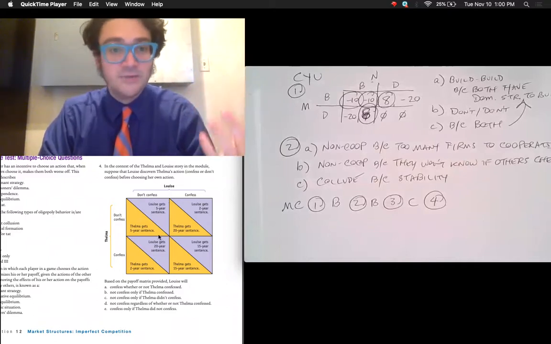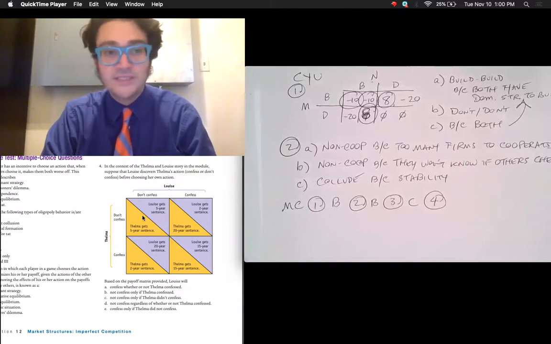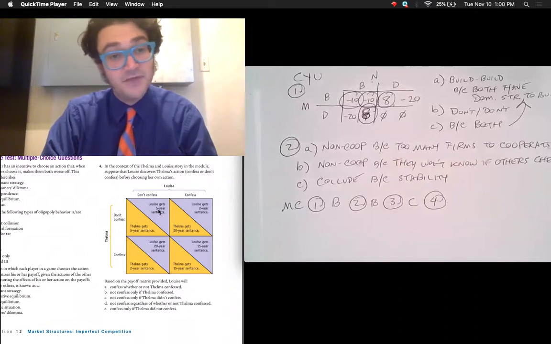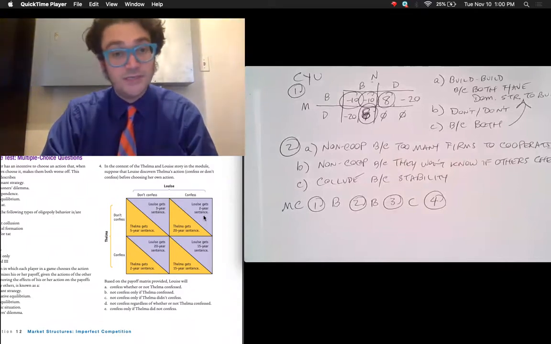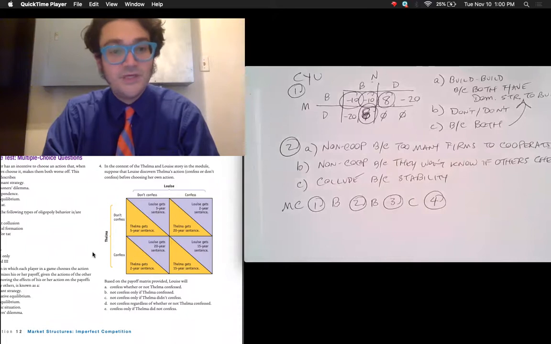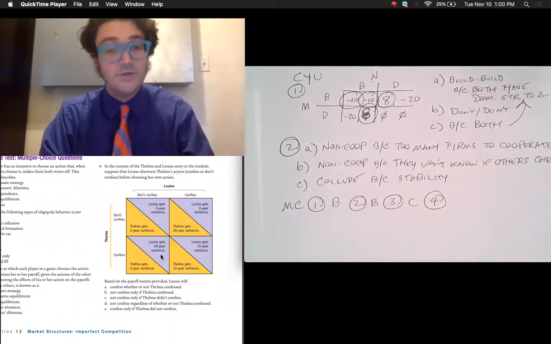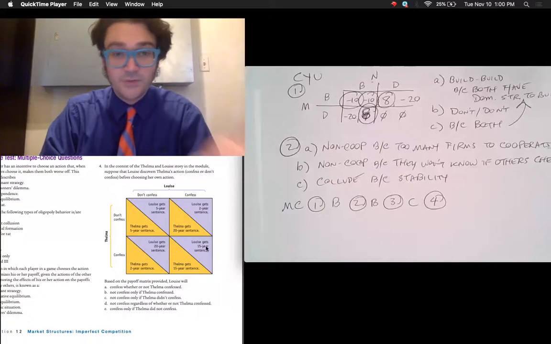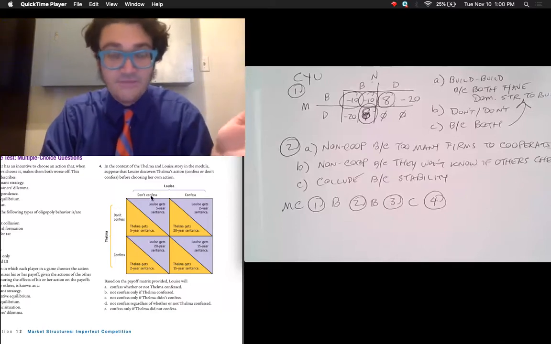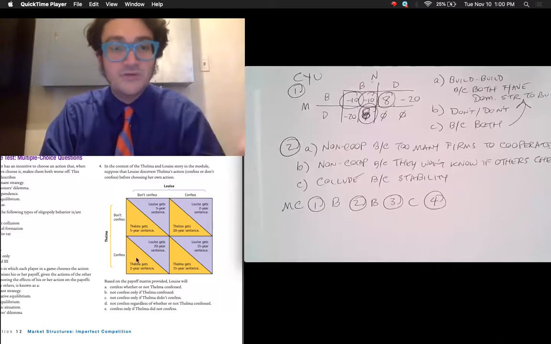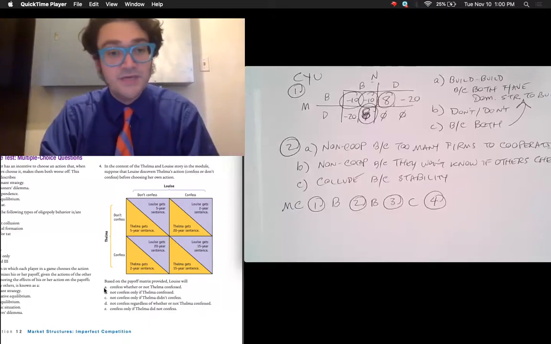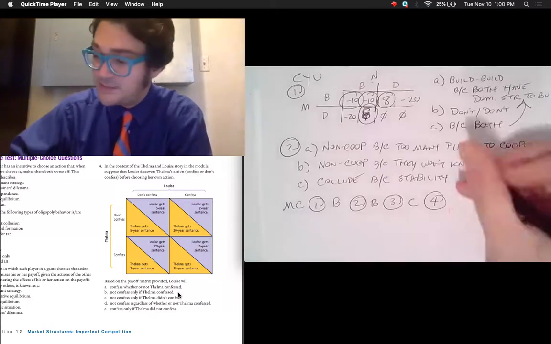So let's think about Louise. If Louise knows that Thelma's not going to confess, what should Louise do? Well, Louise can get 5 years by not confessing, or she can confess and get 2 years. So she should confess and get only 2 years. And what if Louise knows that Thelma is going to confess? Well, Louise could keep her mouth shut and get 20 years, or she could also confess and get 15. So Louise is always going to confess. Even if she knows what Thelma's going to do, it doesn't matter. And actually both parties will do that. So we have here A, confess whether or not Thelma confessed.